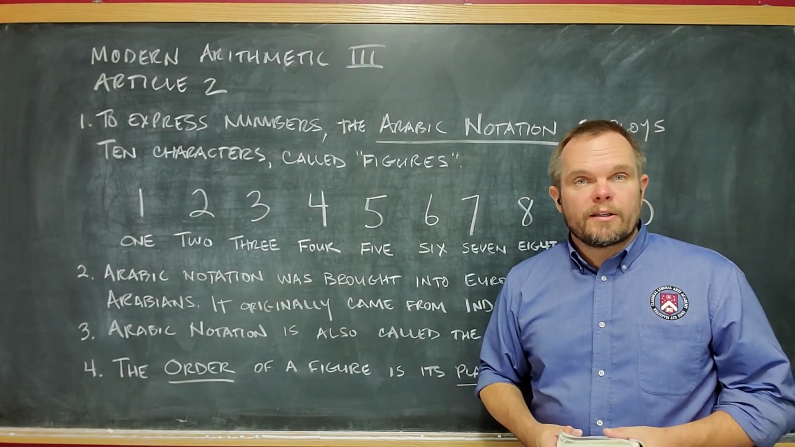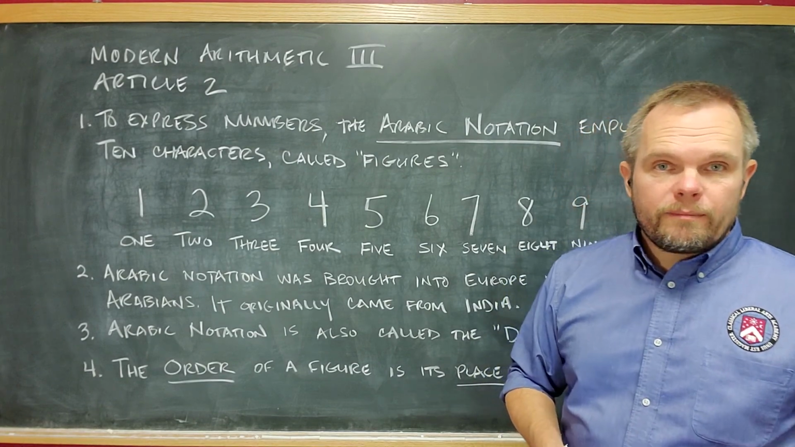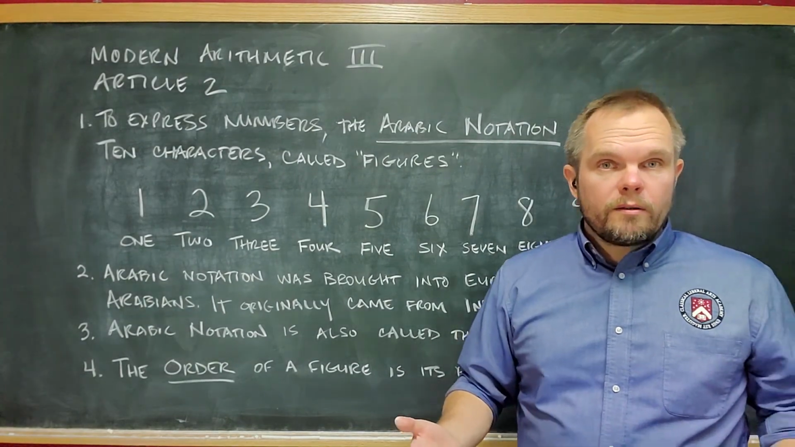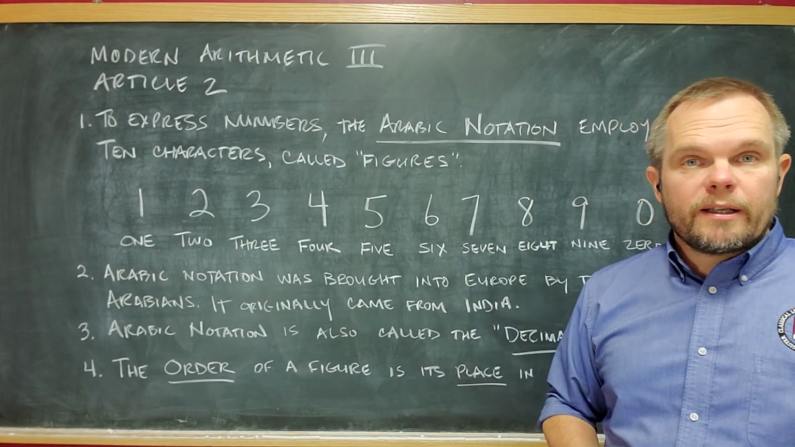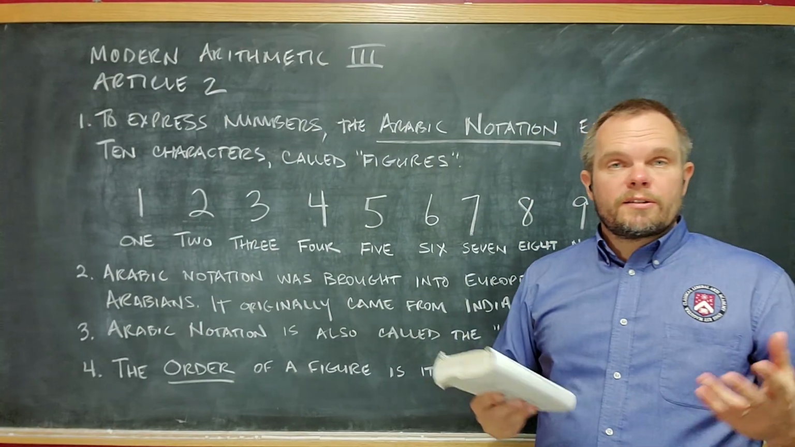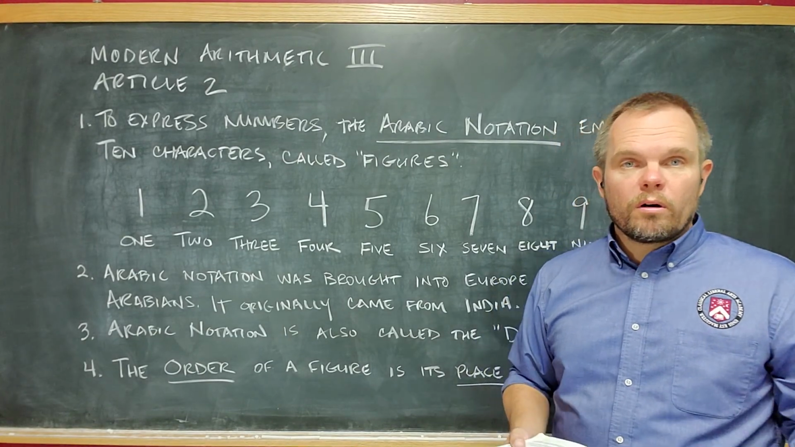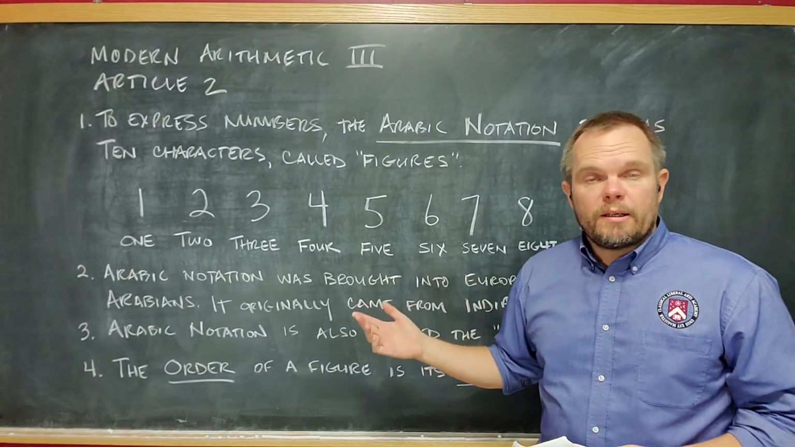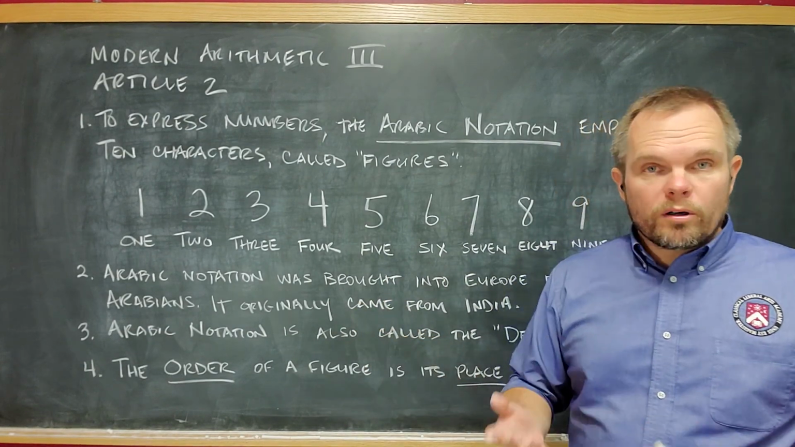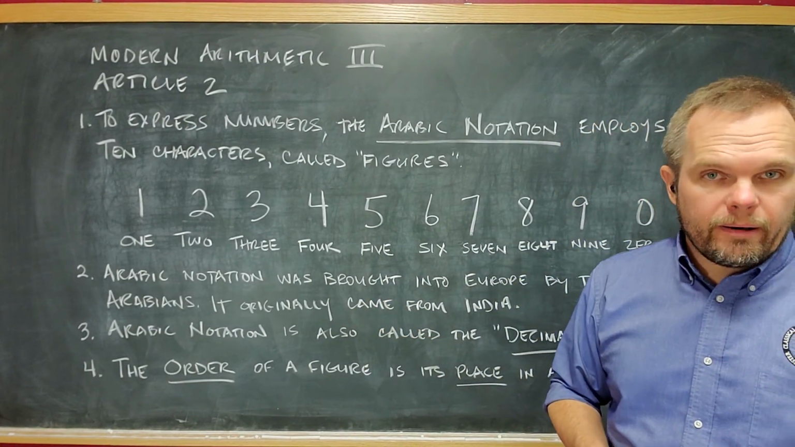We learned that a unit is anything that can be called one or a single thing of any kind. Then we learned that numbers consist of one or more units. We learned that numbers can be expressed by words or by characters.